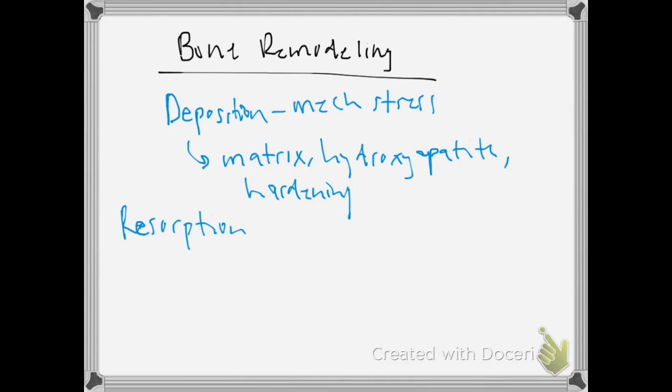How do we resorb bone? So these things, we haven't talked about them yet. We'll talk about them next semester. These things are called T lymphocytes. They're a type of immune cell. These T lymphocytes are going to activate our osteoclasts.